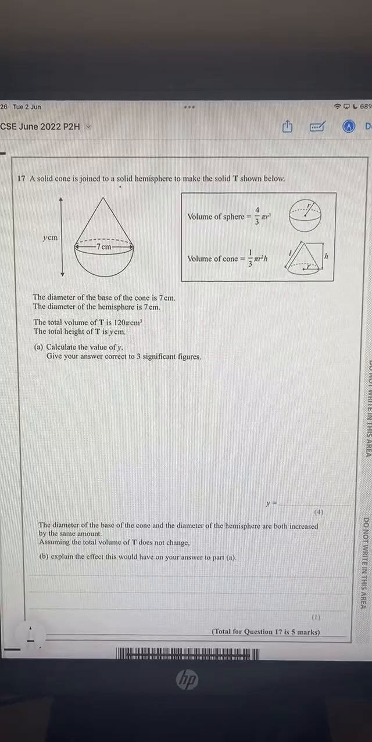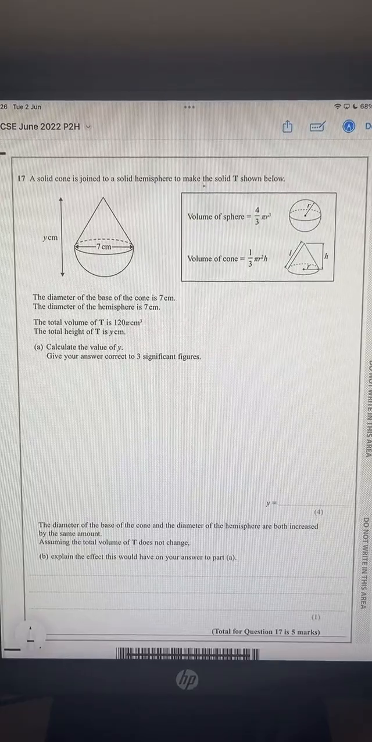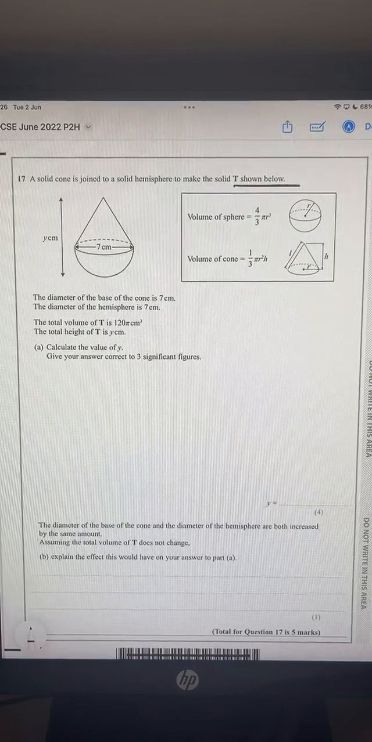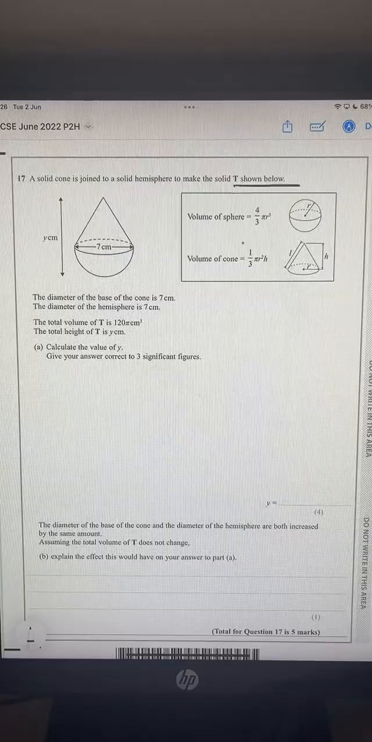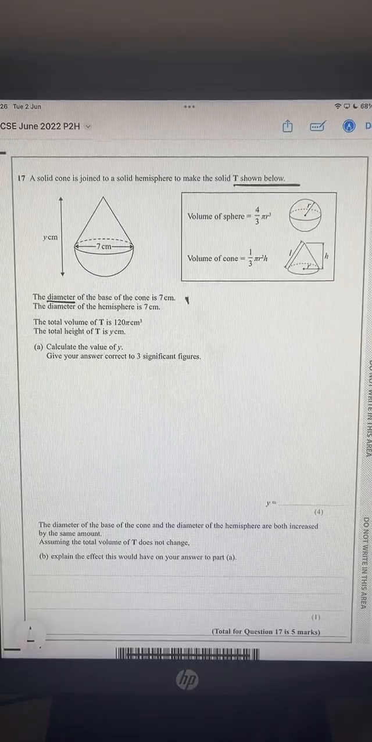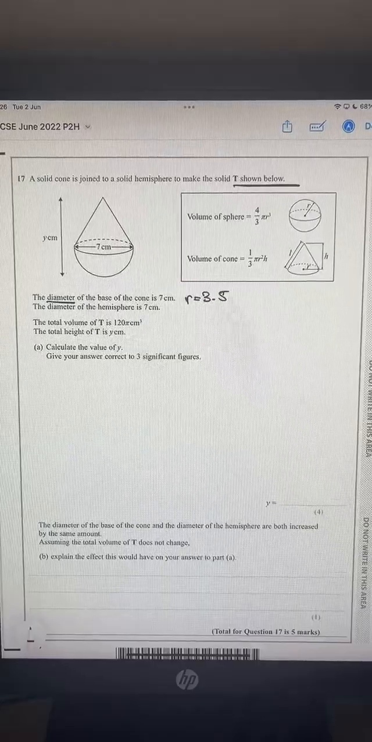A solid cone is joined to a solid hemisphere to make the solid T shown below. So T is my whole thing here. They're giving me the formulas for the volume of a sphere and the volume of a cone right here. The diameter of the base of the cone is 7 centimeters. So that's diameter, not radius. So r is equal to 3.5 centimeters.